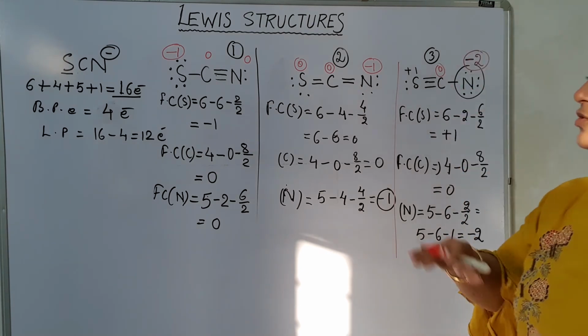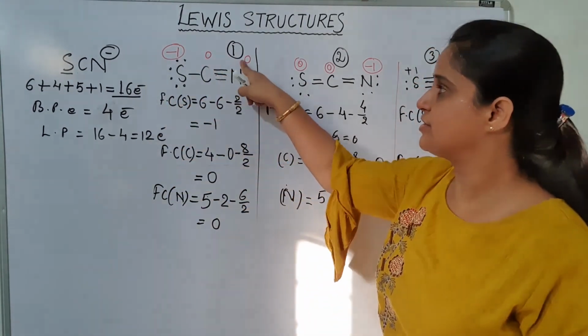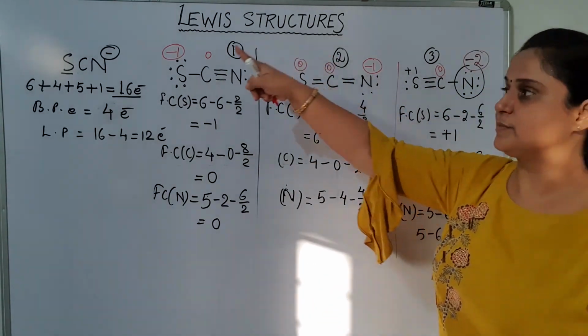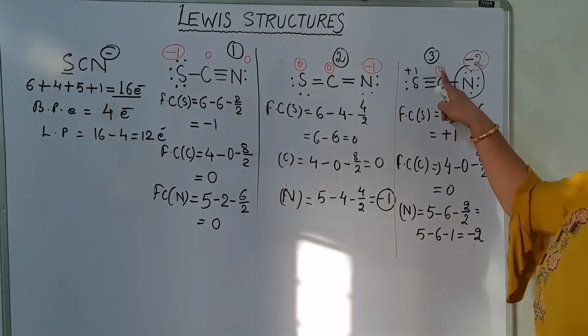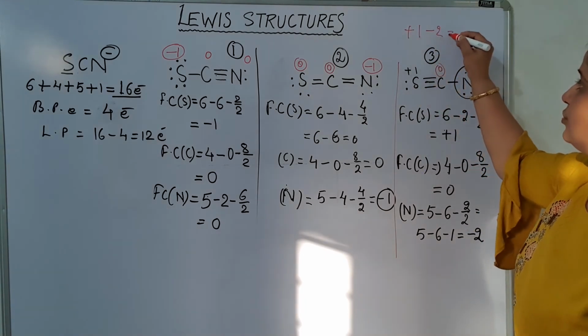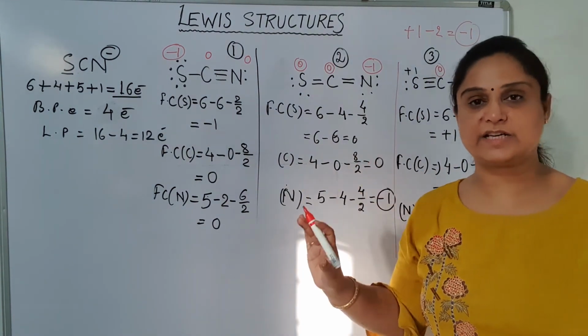Okay, let's find out the overall charge. Thiocyanide ion. You can see here minus 1, 0, 0. Total charge minus 1. 0, 0, minus 1. Total charge minus 1. 0, plus 1 and minus 2. Total overall charge minus 1. So all the structures are justifying the charge present on it.